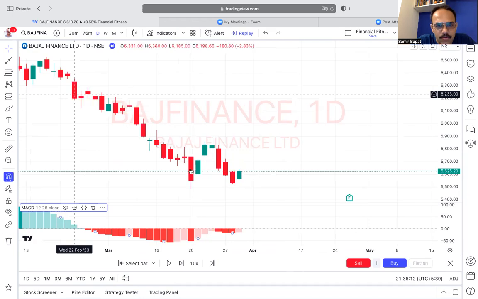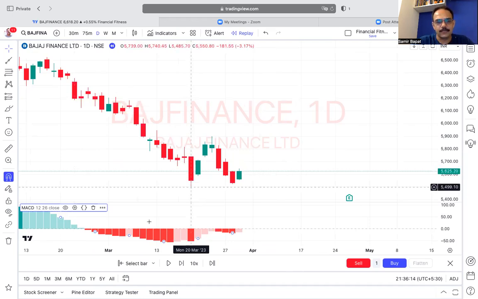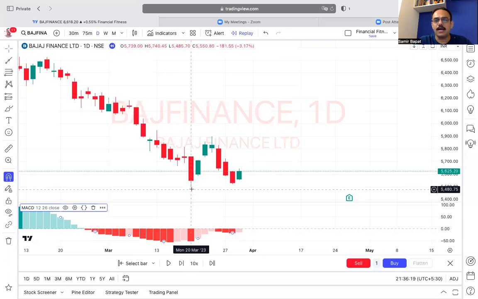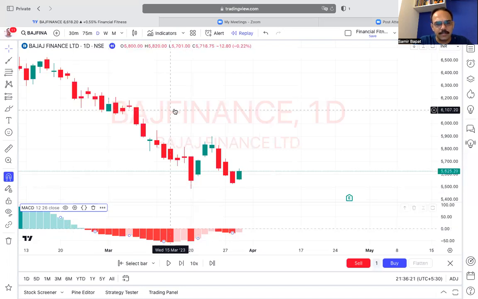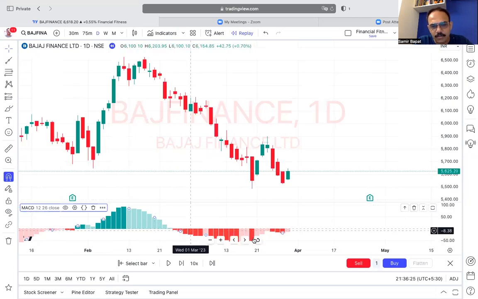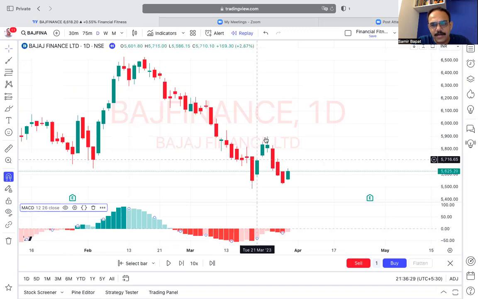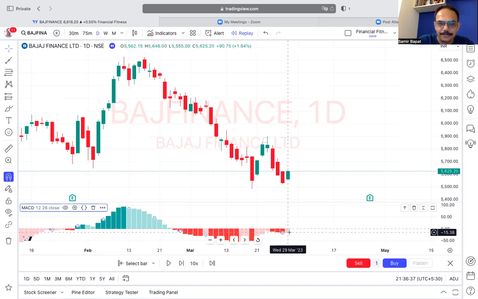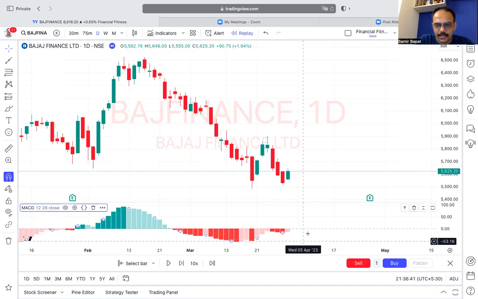This price went down. The price went till here. The histogram also formed when the price was going down. The histogram changed from green to red. It came down along with the price. And when the price went up, it started going up. Again, when the price came down, the histogram came down. So it became red, or it came below the zero line. This is the zero line. Anything above the zero line is marked as green. Below the zero line is red.